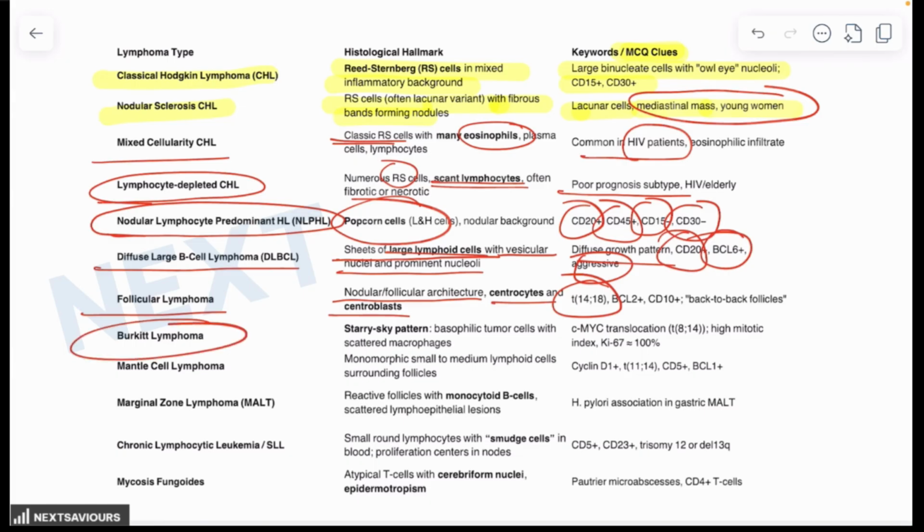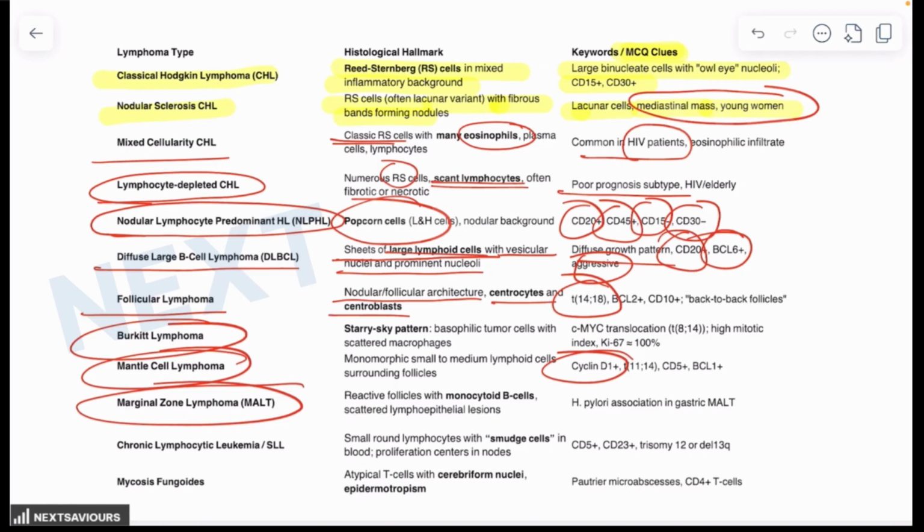Burkitt's lymphoma, we have already seen so many specific findings on the basis of which you can easily mark the answer, and that is the reason why Burkitt's lymphoma is one of the most commonly asked lymphomas. For mantle cell lymphoma, they usually give you a cyclin D1 positivity along with the monomorphic small or medium cell lymphoid cells which is surrounding the follicles as a histological feature.